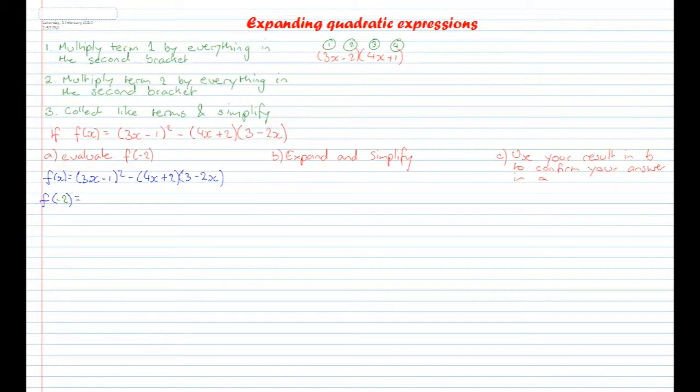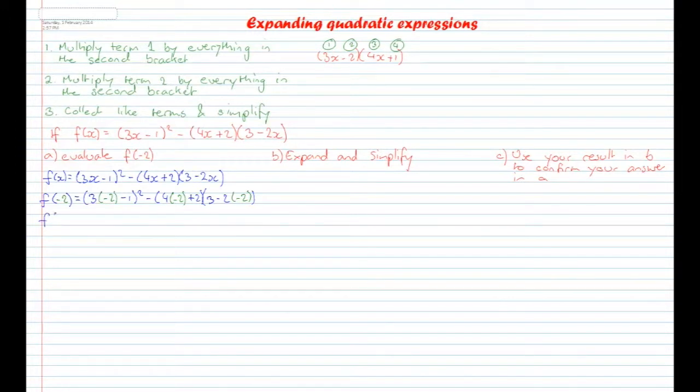Now because I've written negative 2 instead of x, everywhere I see an x, I'm actually going to write negative 2. So let's substitute in x equals negative 2, and I'll do it in a different colour just so it stands out. You get 3 times negative 2, minus 1, squared, minus 4 times negative 2 plus 2, close bracket, next one open, 3 minus 2 times negative 2, and close the bracket to finish off. Now what we need to do is go through and simplify this.